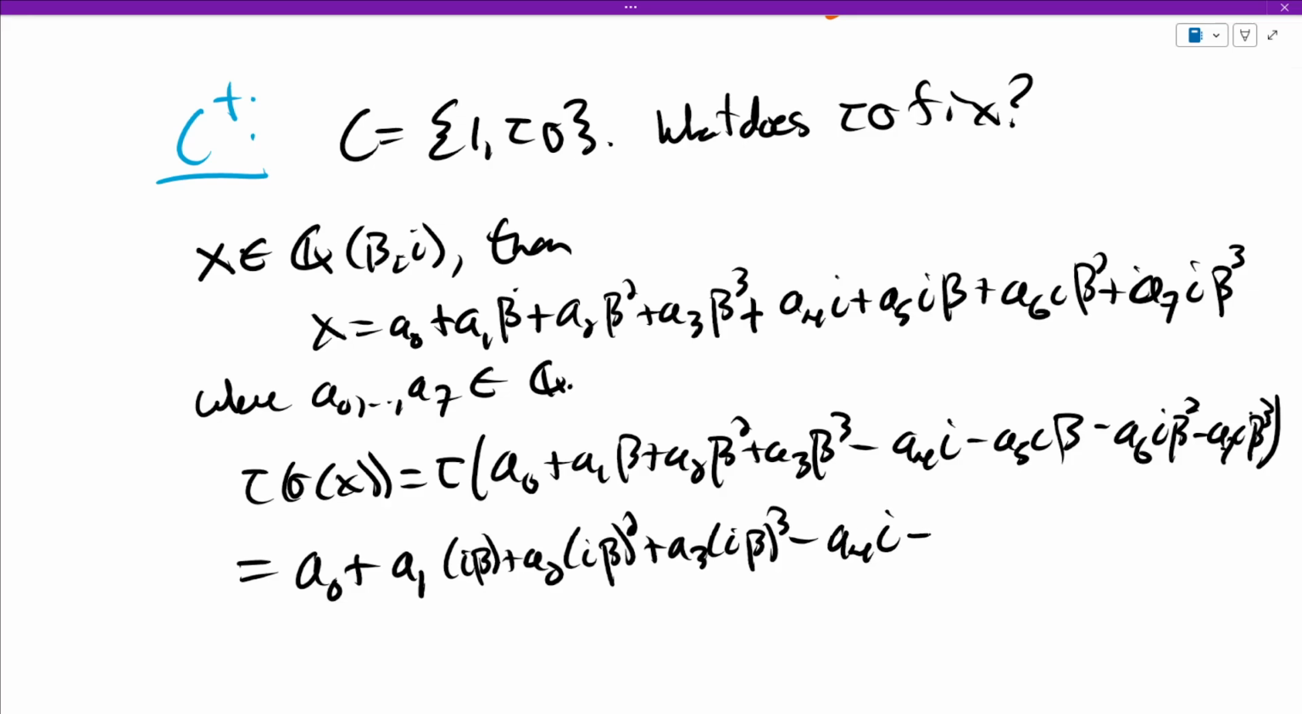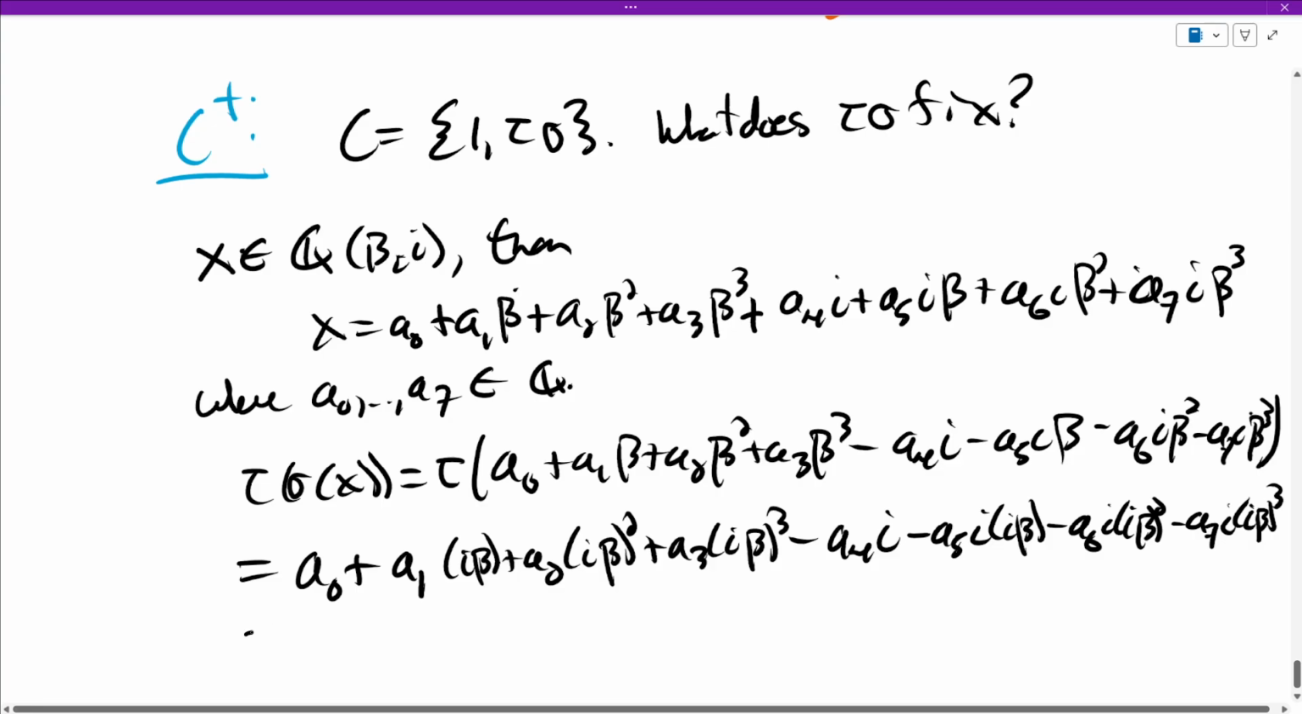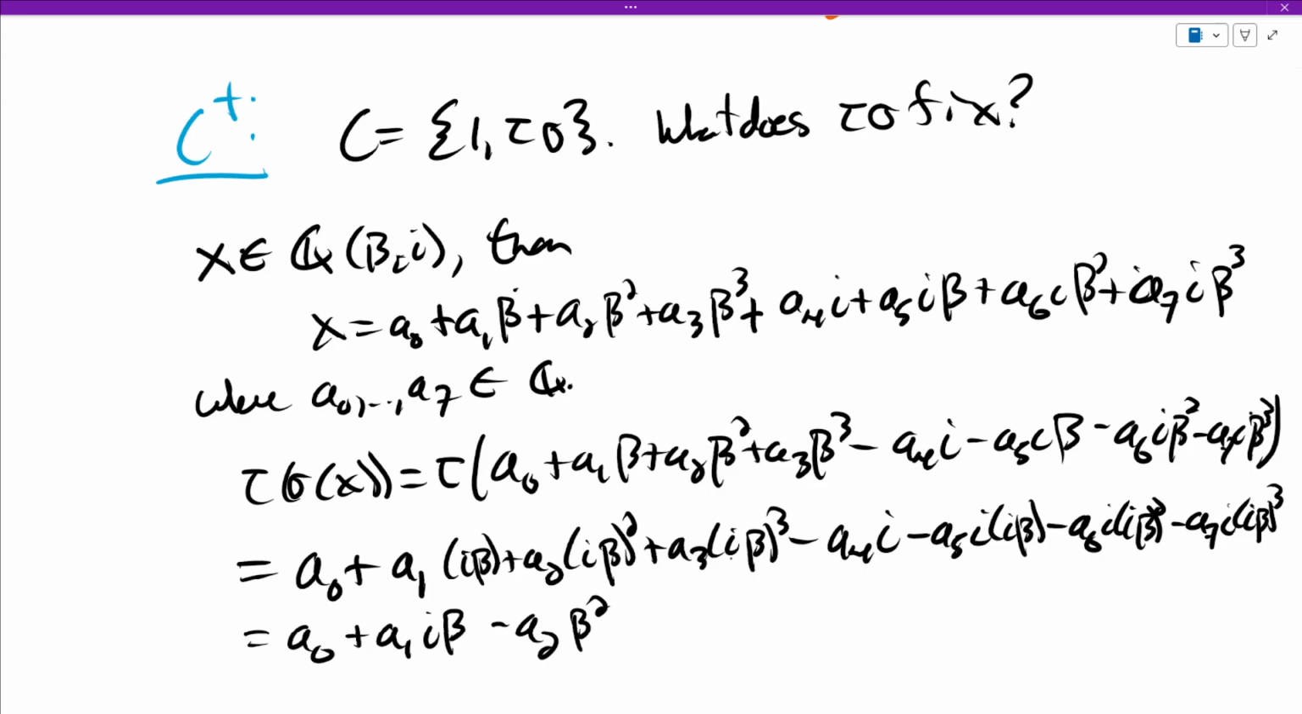Minus A4i, minus A5i·iβ, minus A6i·iβ squared, minus A7i·iβ cubed. All right, let's work that out. A1 iβ, that's an iβ squared, so that's a minus A2 β squared. That's a minus A3 iβ cubed. That's a minus A4i. That's a plus A5 β. That's a plus A6 β squared. And then i cubed will be a negative i, but there's another negative i, so it's going to be minus A7 β cubed.